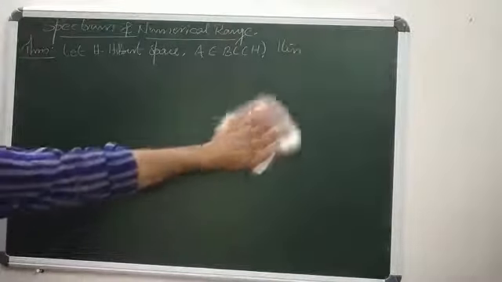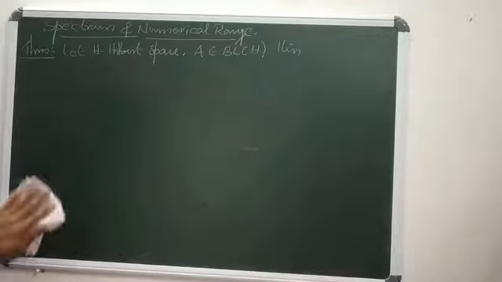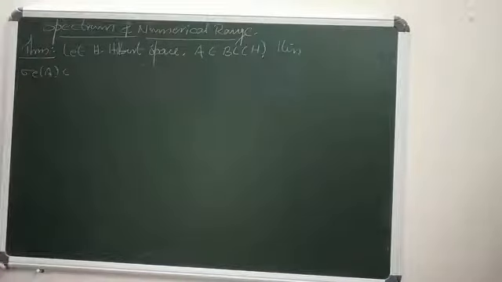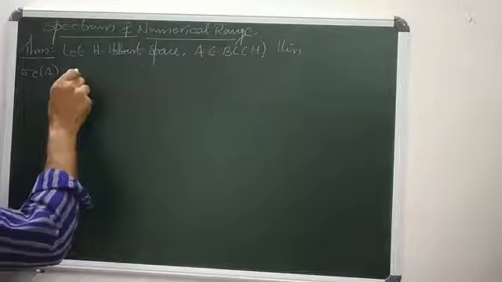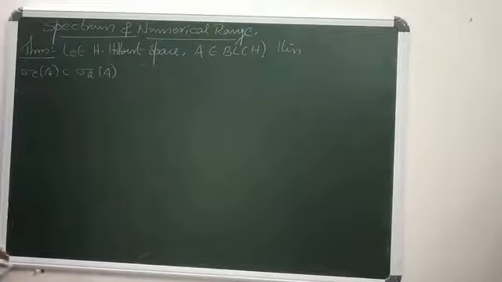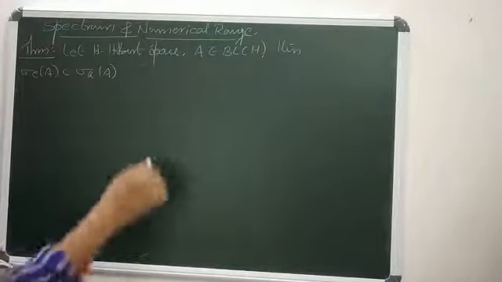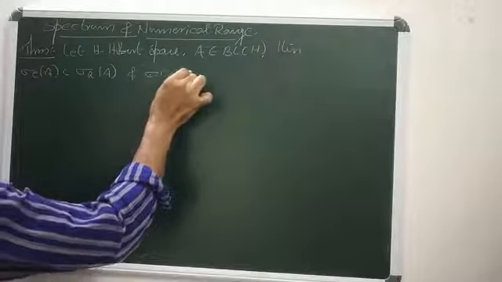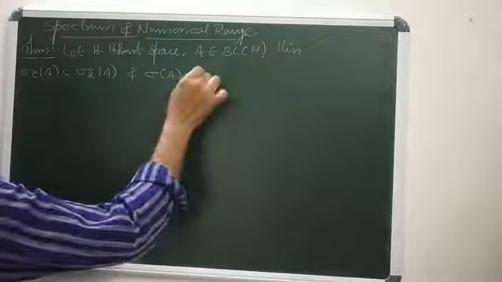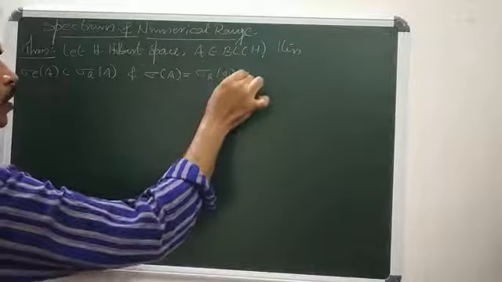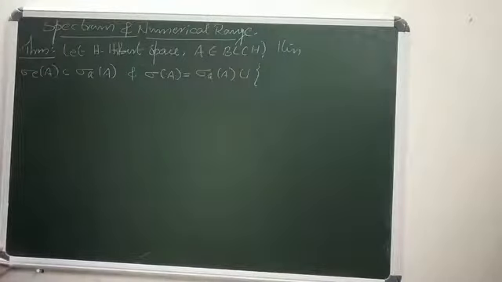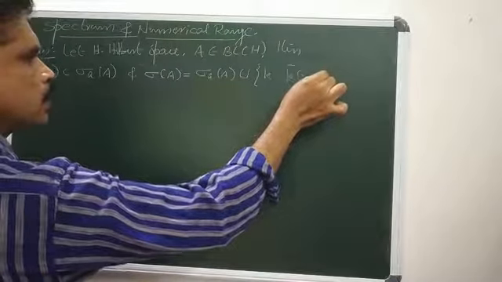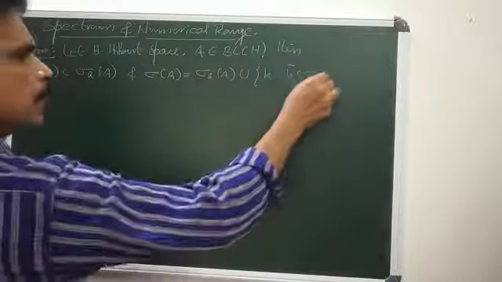Okay. Again, we are going to another argument. When H is a Hilbert space and A is in B(H), then sigma p of A is a part of sigma ap of A. Again, this is an already proved result. And sigma A equals sigma ap of A union the set of all K such that K bar falls in sigma p of A star.